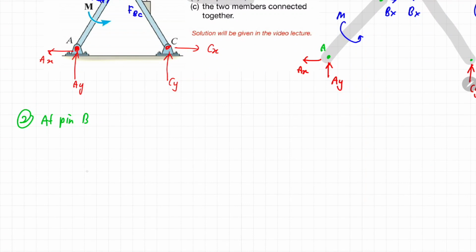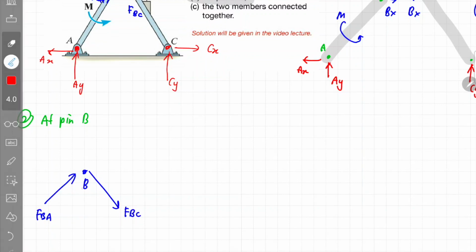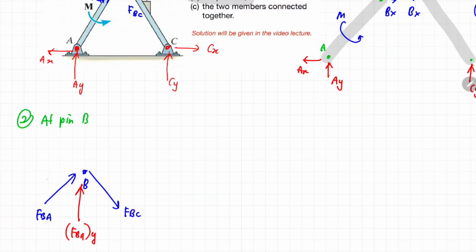If I were to redraw the free body diagram over here, this would be pin B. This is the reaction force between member BC and this is the reaction force between member BA. If I resolve the forces into equivalent X and Y directions, along the vertical side this would be FBA in the Y direction and this would be FBA in the X direction. Accordingly, if we resolve FBC into equivalent X and Y directions, this would be the direction of FBC in the X direction and this would be the direction of FBC in the Y direction. So that is the free body diagram, particularly at joint B.